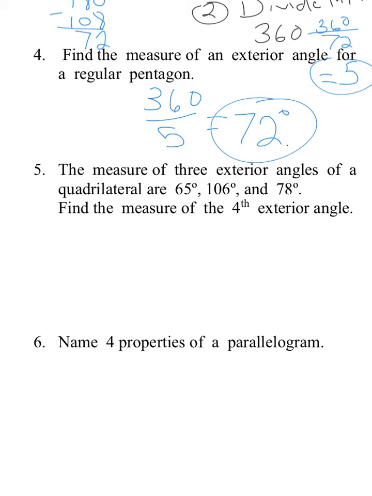Number 5, the measure of 3 exterior angles of a quadrilateral are 65, 106, and 78. Find the measure of the fourth. So it's no longer regular. They're all different lengths, but they will still add up to what?